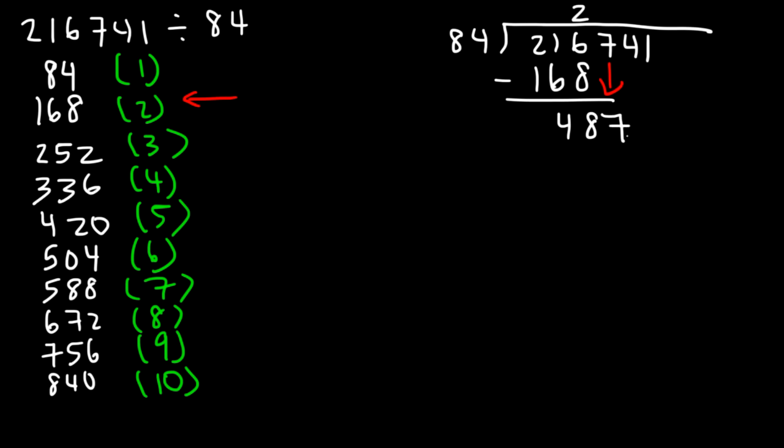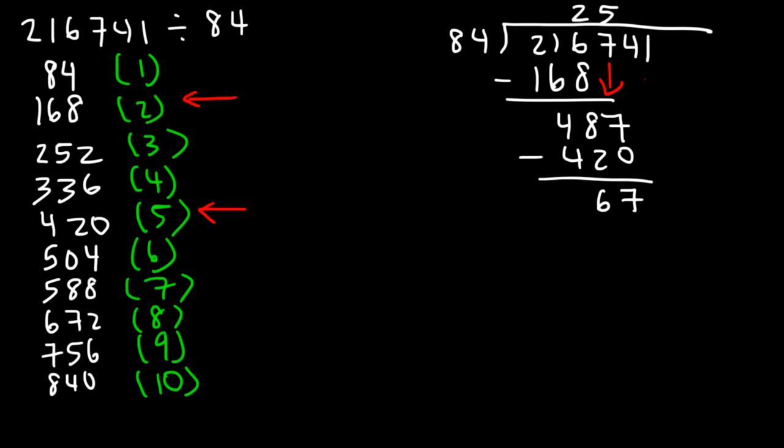So how many times does 84 go into 487? So 504 exceeds 487, but 420 is less than it. So it goes into it at least 5 times. 84 times 5 is 420. And now let's subtract. 7 minus 0 is 7. 8 minus 2 is 6. 4 minus 4 cancels out. So the difference between the two numbers is 67.